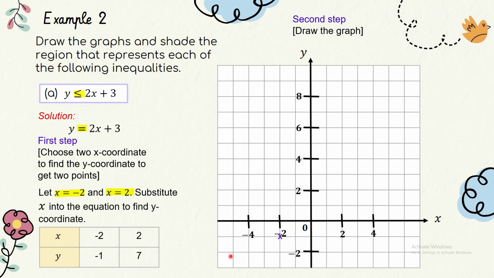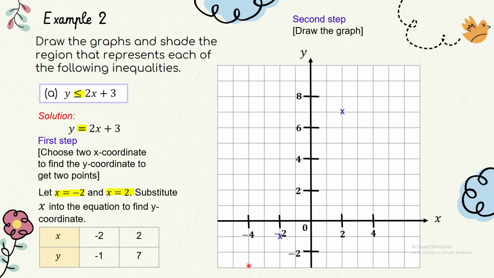Okay, and then the second point is 2, 7. Okay, 2 and then go up here 7. Okay, here. Then we plot the point there. Now we already get 2 points. Then we connect these 2 points to form a straight line.